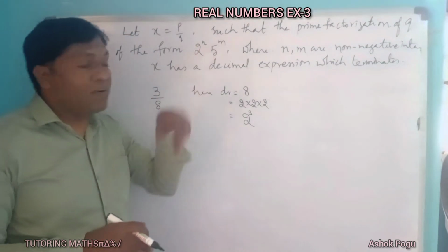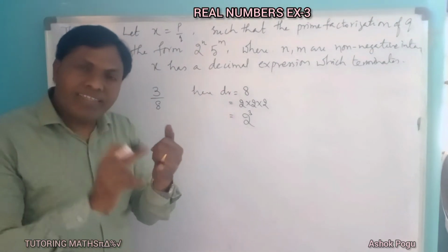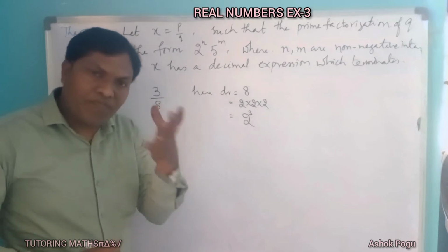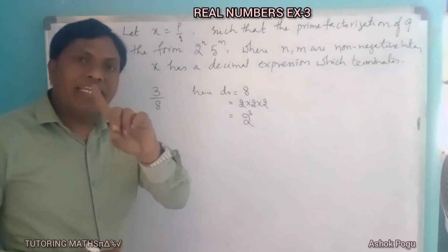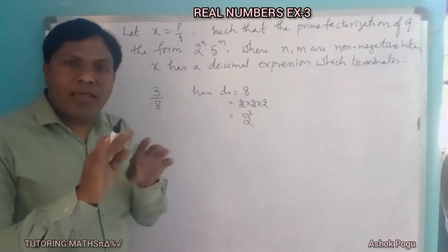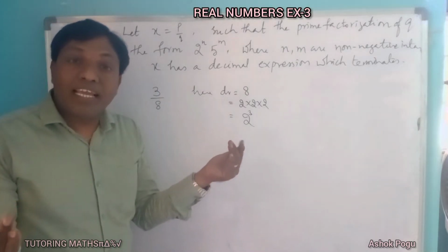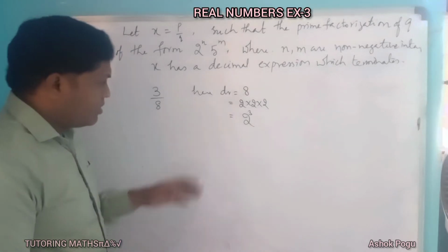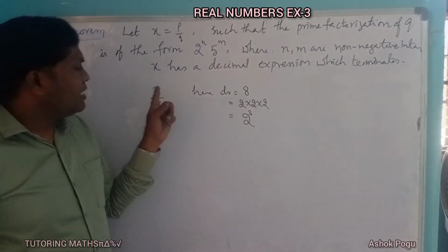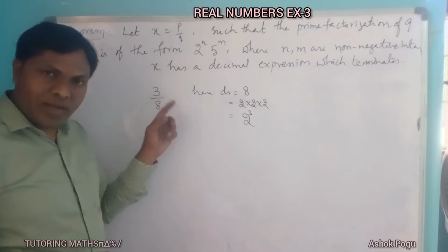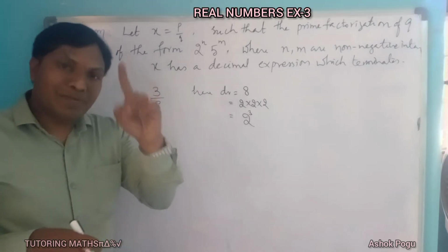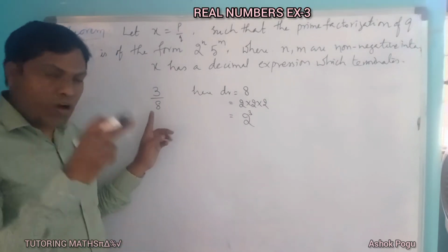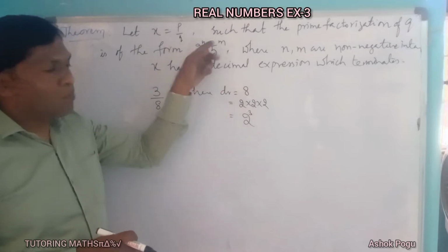But other than 2 and 5, you should not get any factor. If you get factors other than 2 and 5 in the prime factorization of the denominator, then that rational number won't be expressed in terminating form. You will not get a terminating decimal. So here, very clearly, this rational number gives us a terminating decimal because the denominator is expressed in 2 to the power of n form.